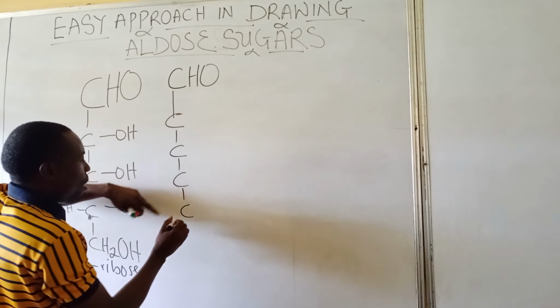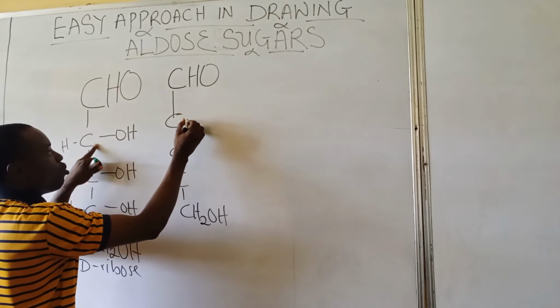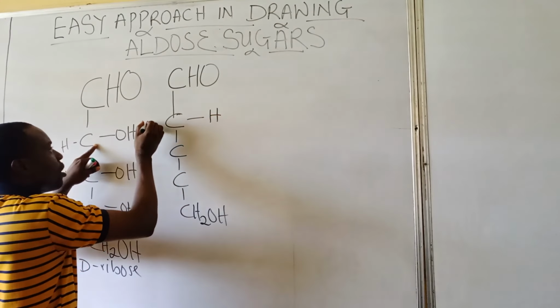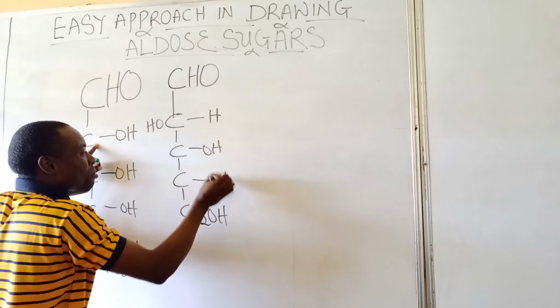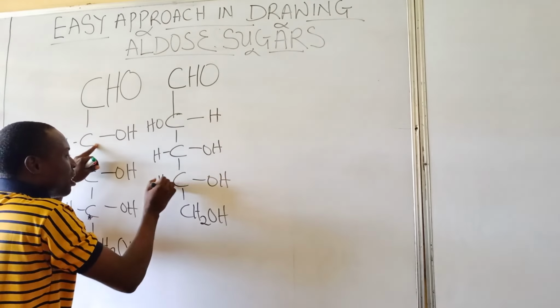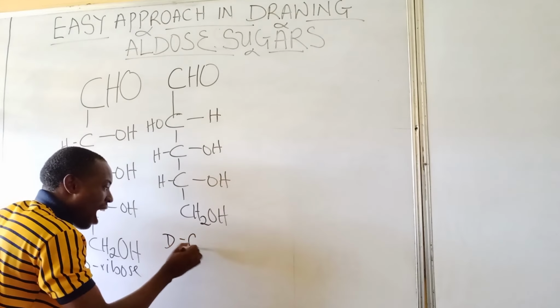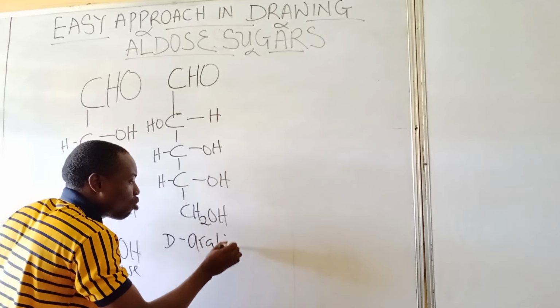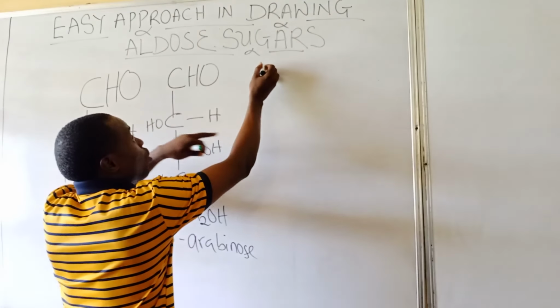One, two, three, four, five. Okay. Now carbon 2 here will become H, and here HO. Every other thing will still remain the same. And this is what we call D-arabinose. I'll move to the second one, which is the third one now.